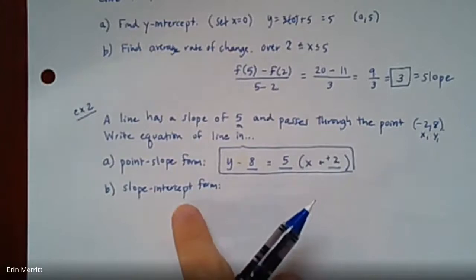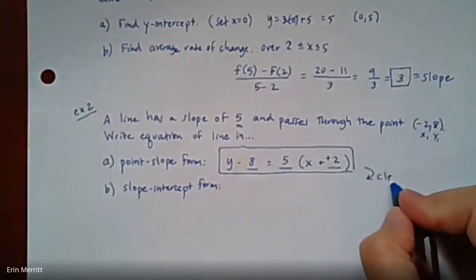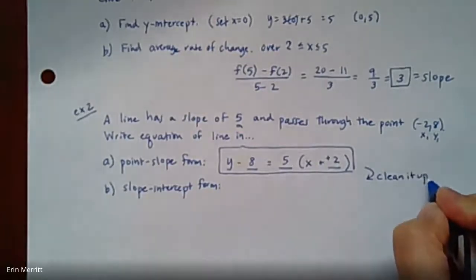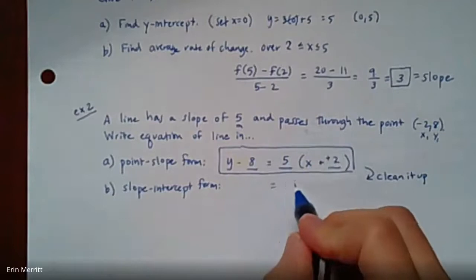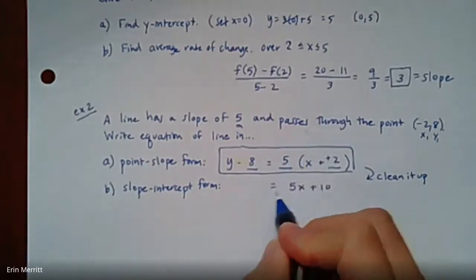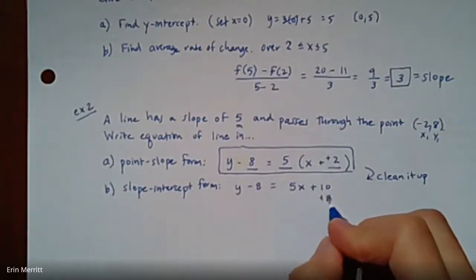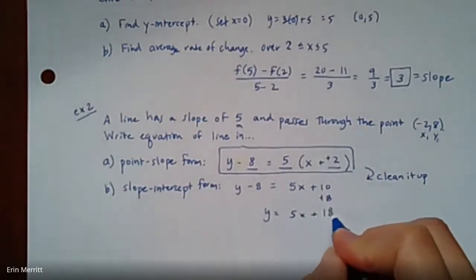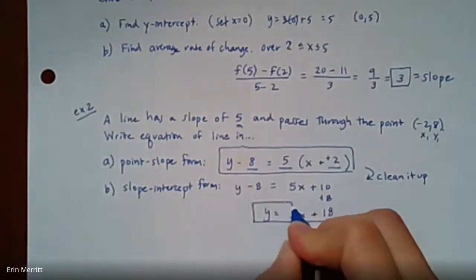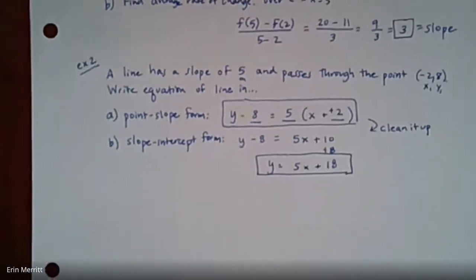When we now say slope intercept form, now let's just clean this up. So to get from here to here, by clean it up I mean let's distribute. So distribute the 5 on through. So this would be 5x plus 10, and then get it solved for y. So we can add the 8 over, and we would get 5x plus 18. Right? So both of those, same line, just 2 different ways to see the answer.